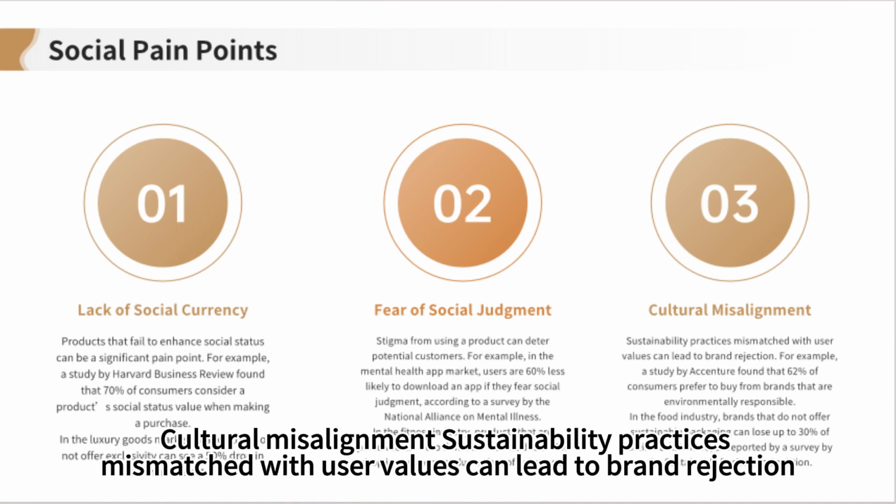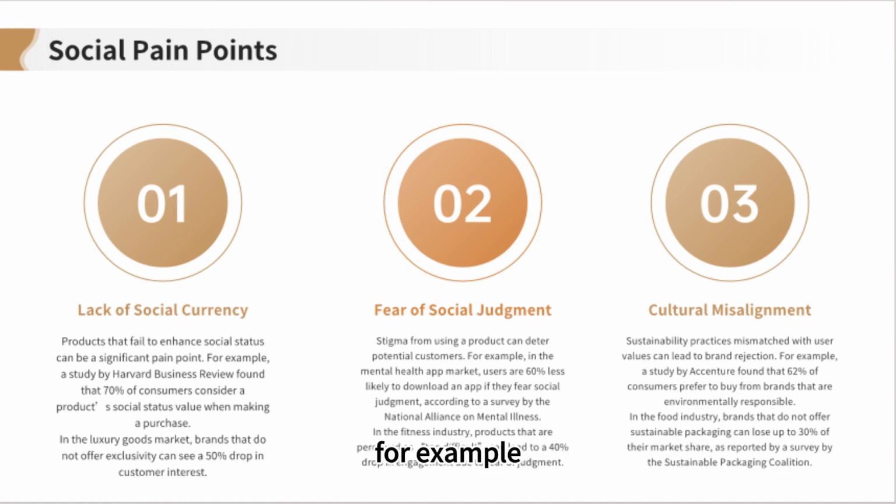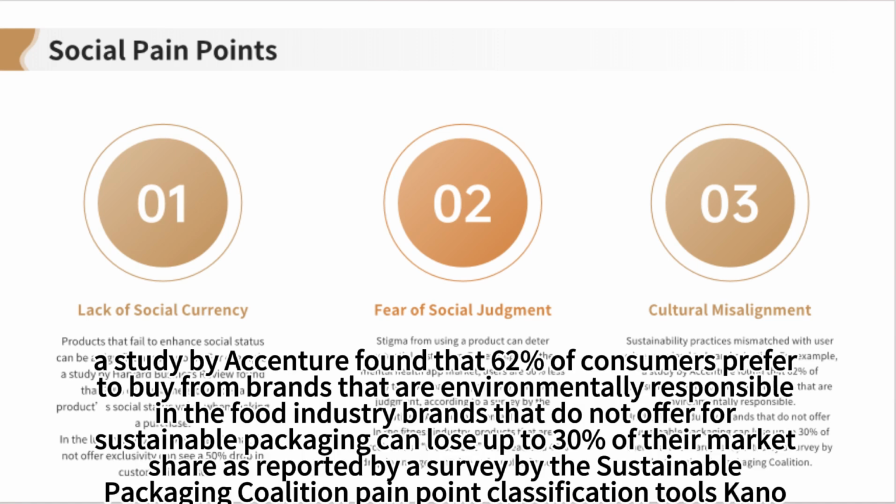Cultural misalignment. Sustainability practices mismatched with user values can lead to brand rejection. For example, a study by Accenture found that 62% of consumers prefer to buy from brands that are environmentally responsible. In the food industry, brands that do not offer sustainable packaging can lose up to 30% of their market share, as reported by a survey by the Sustainable Packaging Coalition.